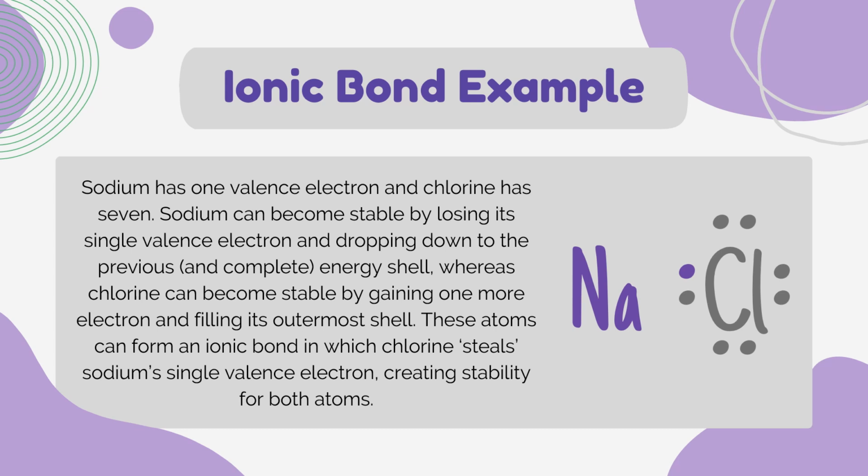So by losing a single valence electron, it drops down to the previous and complete energy shell. Whereas chlorine can become stable by gaining one more electron and filling its outermost shell. These atoms can form an ionic bond in which chlorine steals sodium's single valence electron, creating stability for both the atoms.